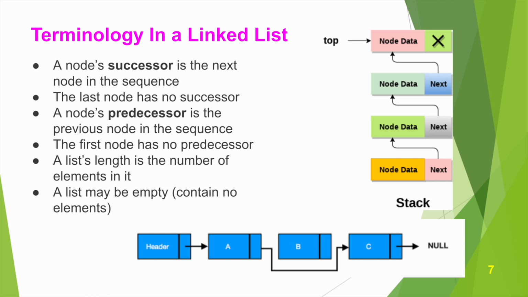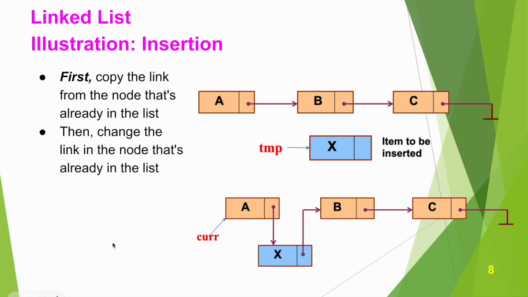Let's look at some terminology that we use in a linked list. A node's successor is the next node in the sequence. B is the successor of A, and B is also a predecessor to the next node, which is C. The first node has no predecessor, and the last node C has no successor. A linked list can be empty or contain no elements, and the length of the linked list is the number of elements in the linked list.